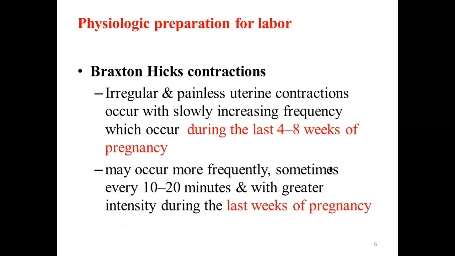So this Braxton Hicks contraction is the false contraction. It is usually an irregular and painless uterine contraction, and it occurs slowly with increasing frequency toward the last weeks of pregnancy. Most of the time, it occurs during the last 4 to 8 weeks of gestation. However, it may occur more frequently, sometimes every 10 to 20 minutes, with greater intensity during the last weeks of pregnancy. This contraction starts to increase in frequency and usually continues towards the end of the gestation period.